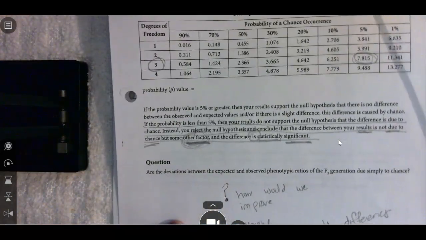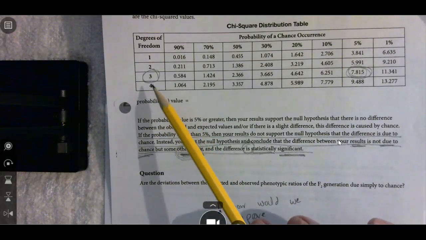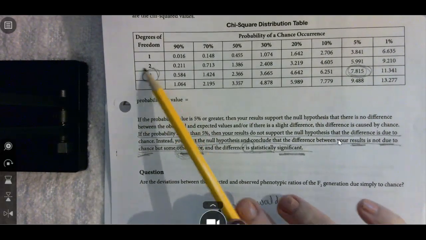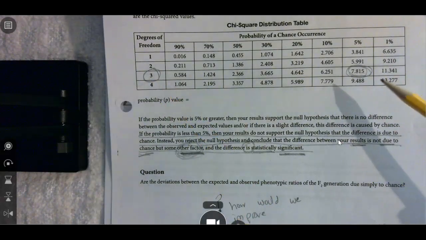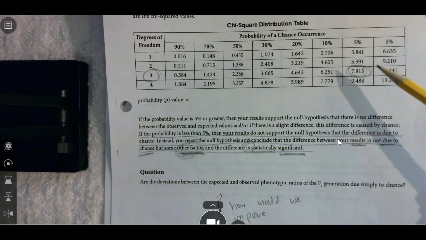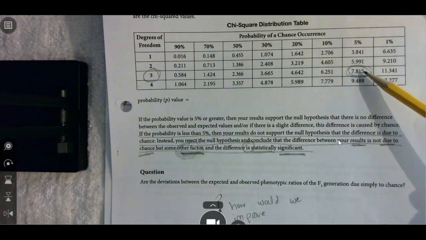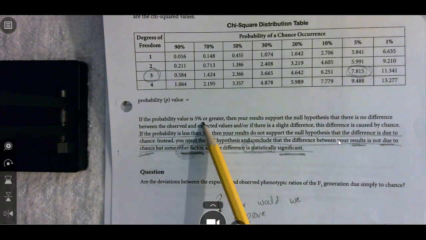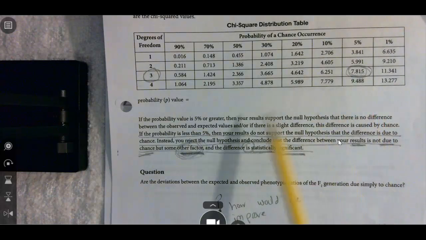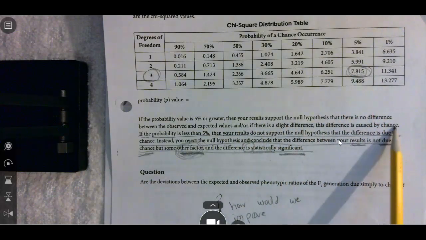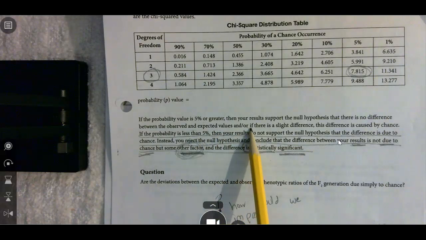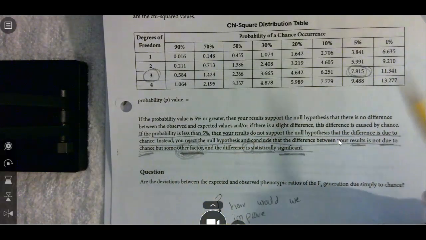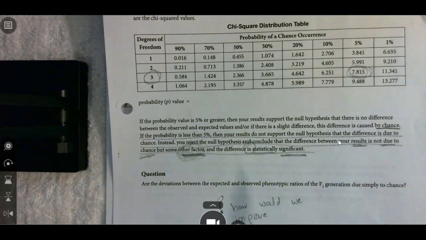If we have our degrees of freedom being 3, because we had 4 phenotypes, degrees of freedom is going to be 4 minus 1, which will give us 3. We want to be 95% certain. So if the probability value is 5% or greater, then your results support the null hypothesis that there's no difference between the observed and expected values, or there's a slight difference caused by chance.